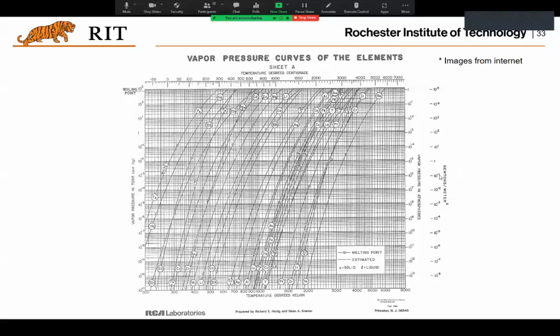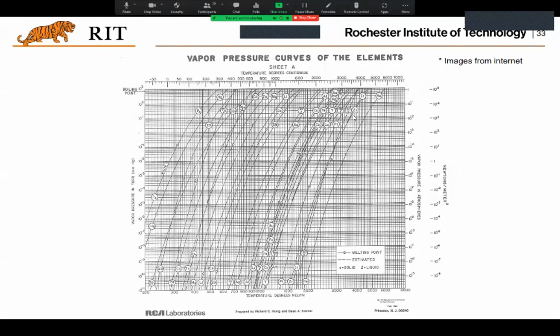All right, let's continue. For this, let me find out where it is. For this curve, I think I haven't shared my screen, right? Let me share it. Can you see my screen right now?